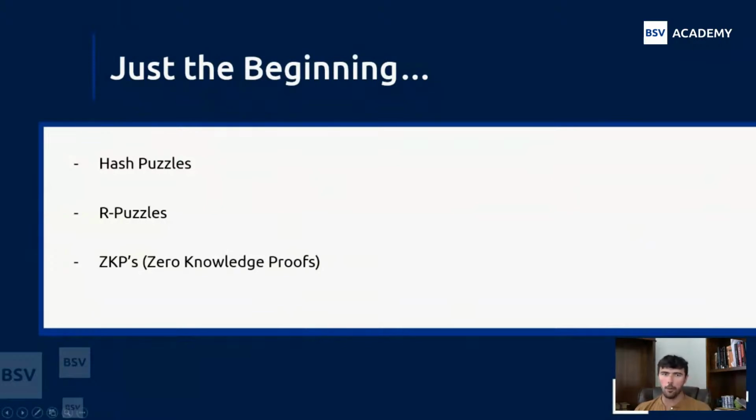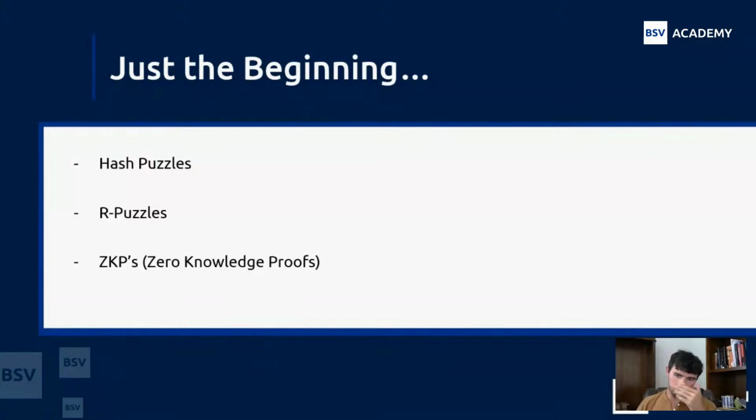We can also do things like R puzzles. I was going to cover them, but I didn't want to get too complex. The goal here is an introduction to transactions. An R puzzle is basically the ability to use a knowledge proof of an element of a signature, which is K. So any signature that is made knowing K can spend coins.